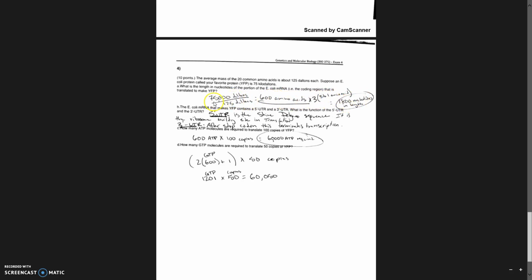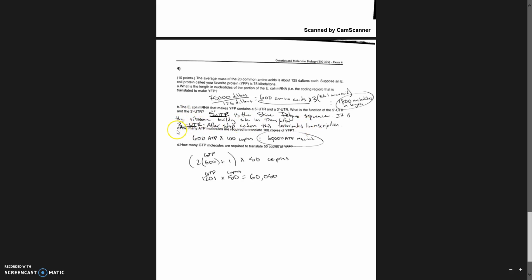The E. coli mRNA that makes YFP contains a 5' UTR and a 3' UTR. What is the function of the 5' UTR? This is the untranslated region, and the 3' untranslated region. So the 5' UTR contains the Shine-Dalgarno sequence, and it is the ribosome binding site in translation. And for the 3' UTR, this is after the stop codon, and this actually terminates transcription.